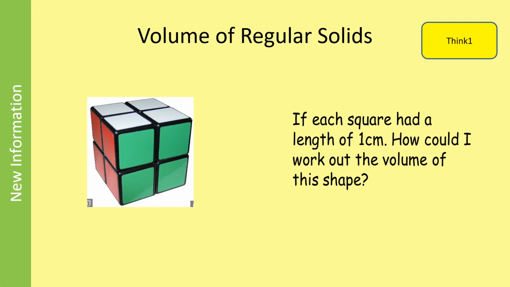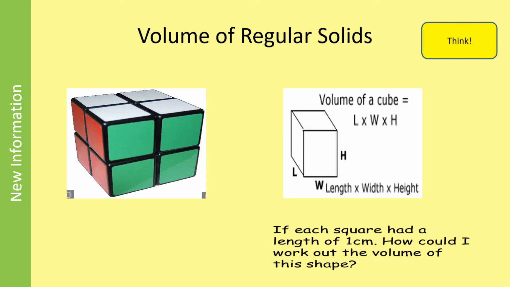Once you've measured the mass, it's time to measure the volume. For regular solid objects, this is relatively easy. Have a look at this picture here. If each of those squares is 1 centimetre, how would you work out the volume of the shape? Stop the recording here while you have a think.